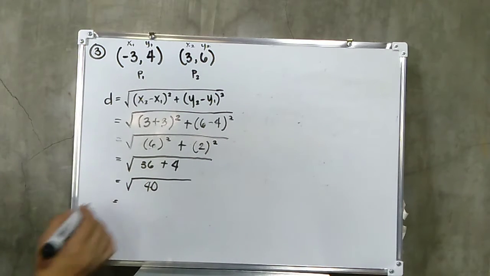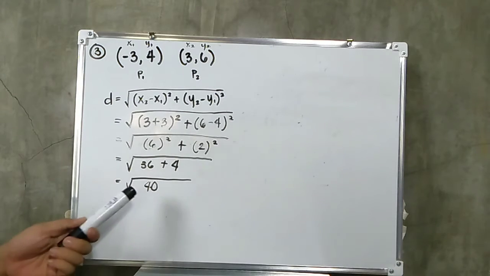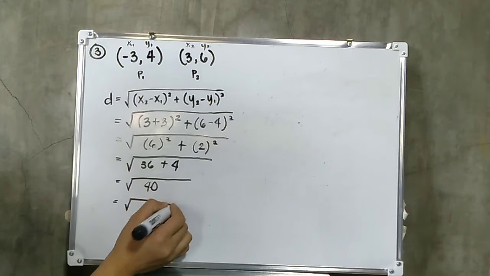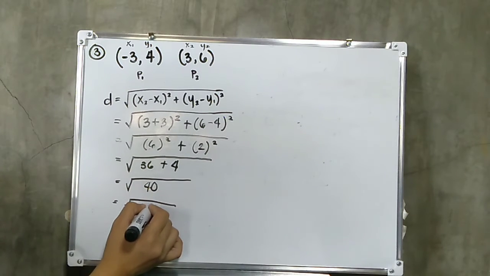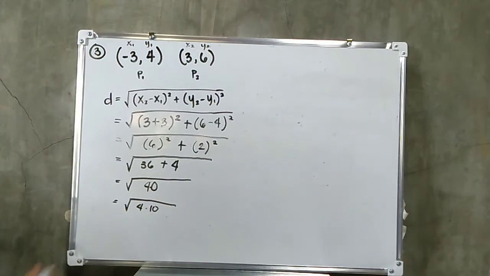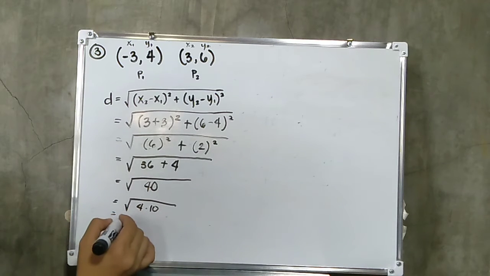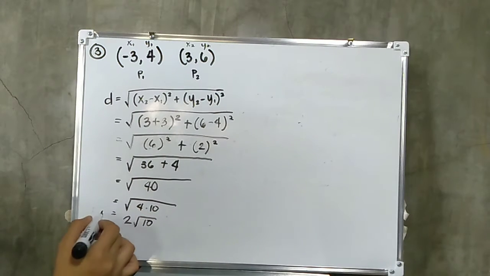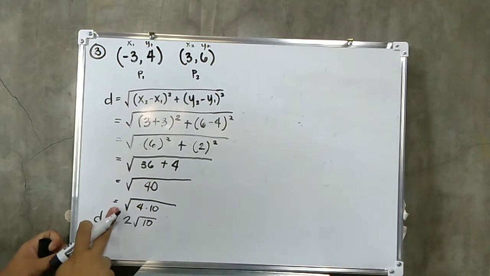The next step is to factor out the 40. We have 4 times 10. Then the square root of 4 is 2. Then copy the square root of 10. So our distance is 2 square root of 10.